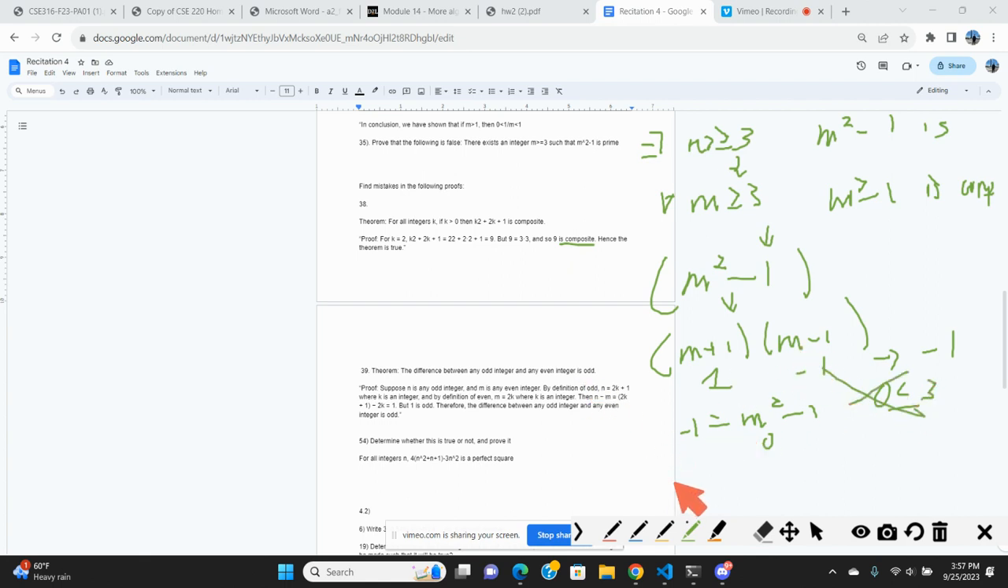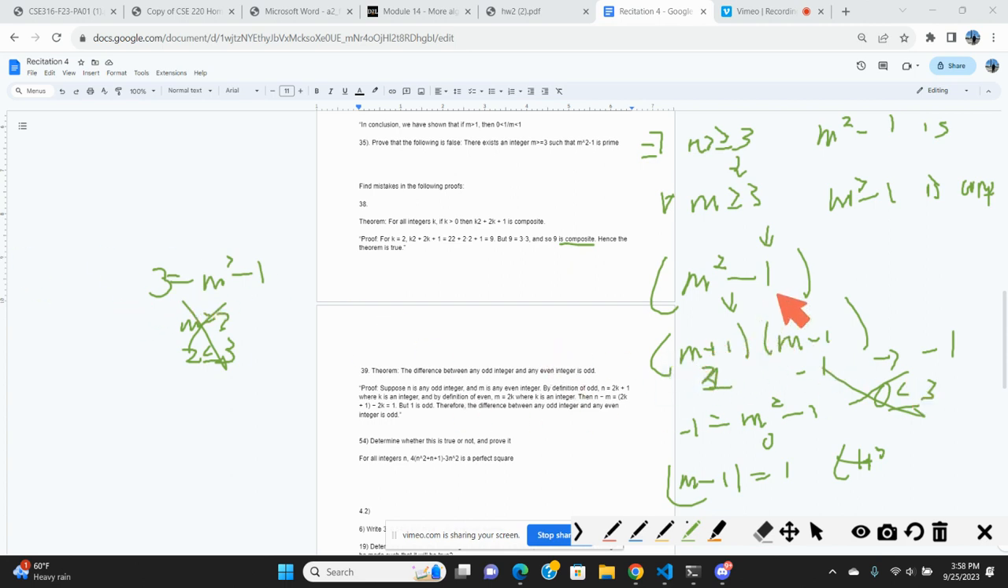The second case is that m minus 1 is 1, which implies that m plus 1 would be 3. So if 1 times 3, which is 3, is equal to m squared minus 1, then that implies that m is equal to 2, but 2 is also less than or equal to 3, which means that this does not apply. So for all m greater than or equal to 3, if it is factored into the form m plus 1 times m minus 1, then both of these factors are always going to be greater than 1.